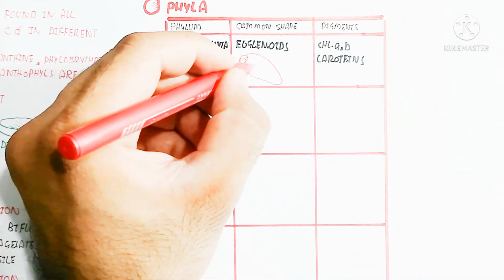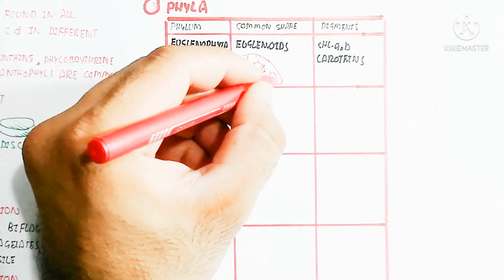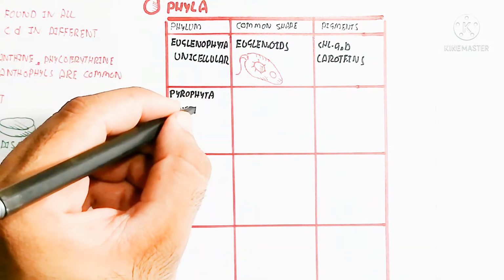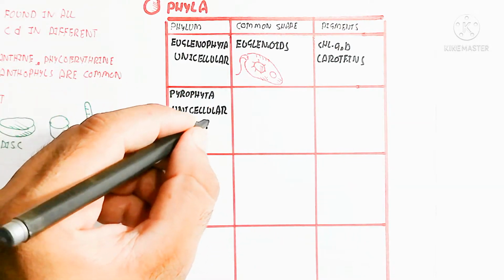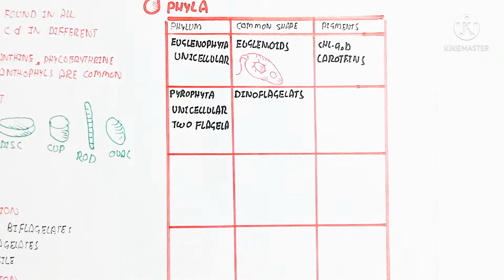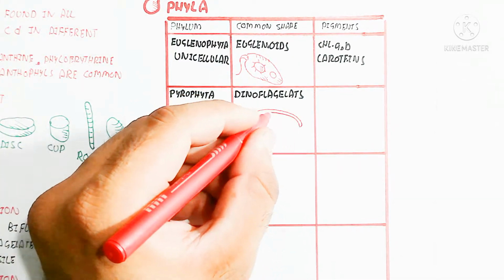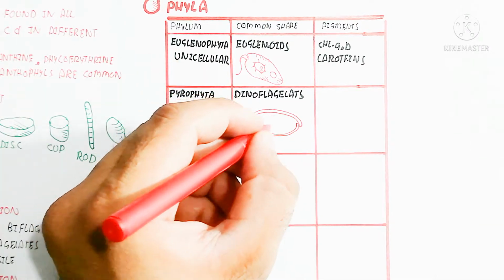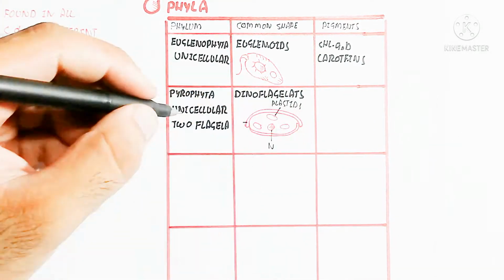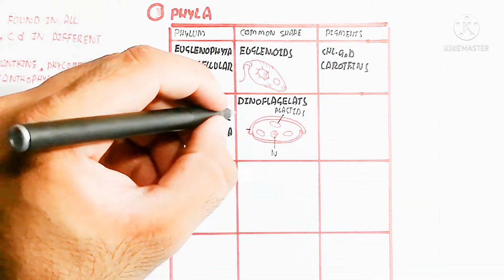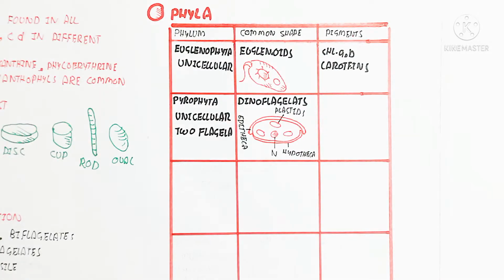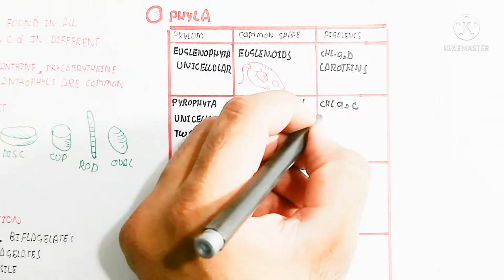On the other hand, the Pyrrophyta is unicellular. Two flagella are present. So the dinoflagellates are the best example. And a nucleus is present, and epitheca and hypotheca are the band-like structures which cover this structure. And plastids are present. Plastids means the chlorophyll-containing pigment organelle. On the other hand, chlorophyll A, C, and carotenes and fucoxanthin are the best pigments for photosynthesis.